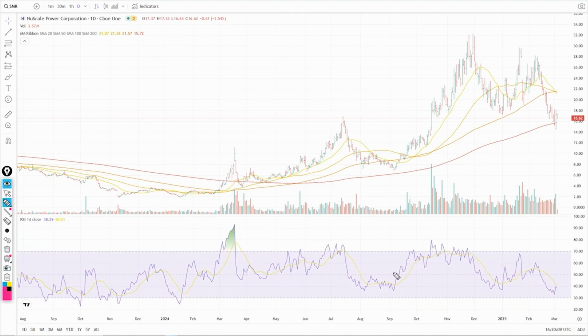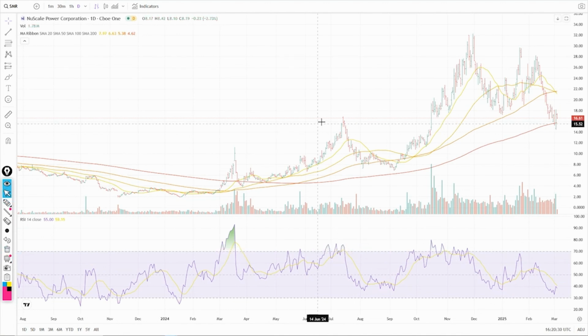Some people will look for trends in this RSI to break, or they'll look for divergence in the RSI versus the stock. So you want to see the RSI go in one direction and the stock going in the opposite direction. That's where the divergence comes from. But I really use it just as an overbought or oversold indicator.